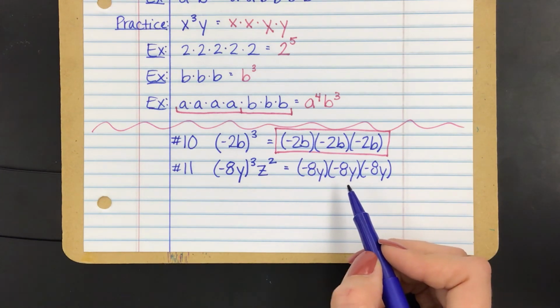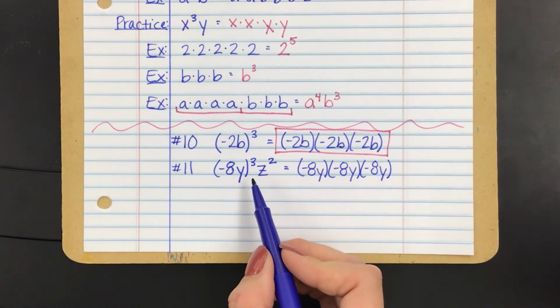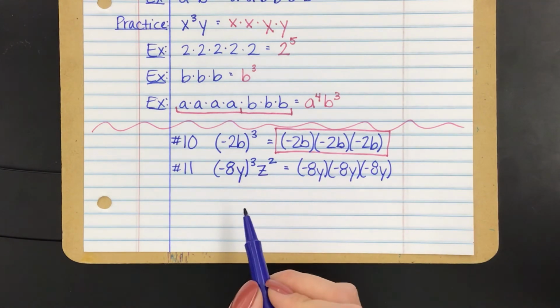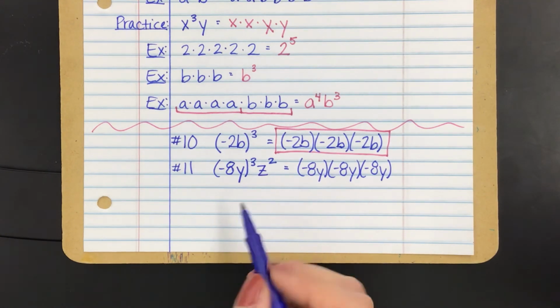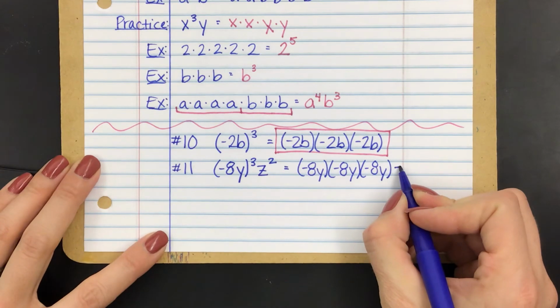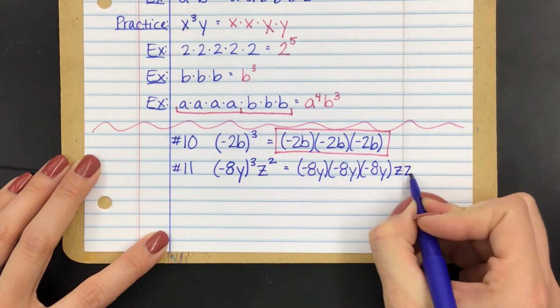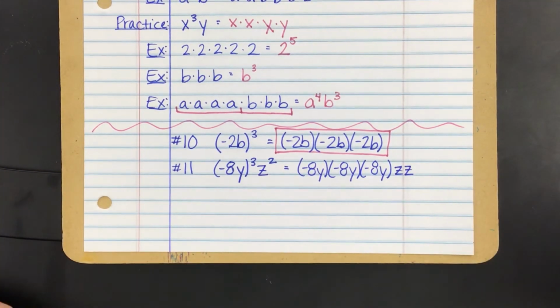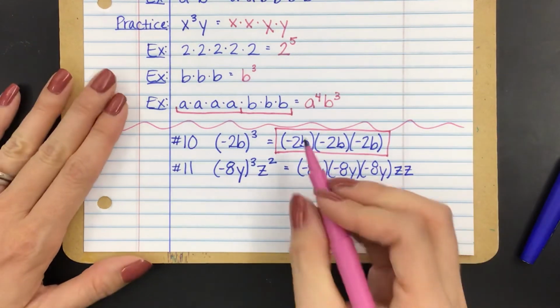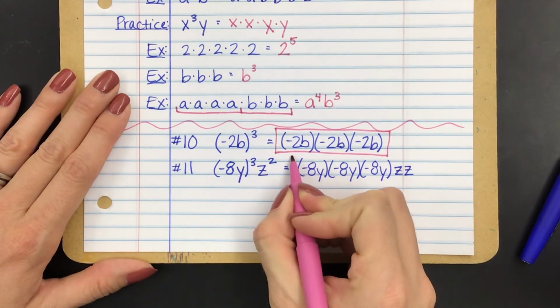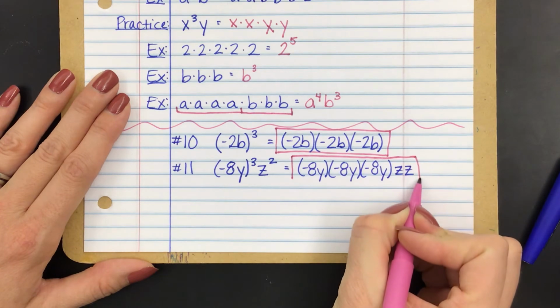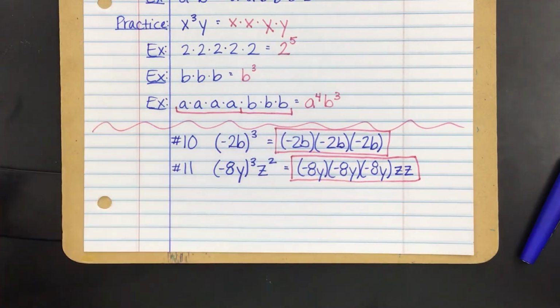But then the second part of this is z squared. You don't need parentheses around just a regular old variable. So we can just write this z, z. It's that easy. So this is how you'll put number 11 into the answer checker. Just like that, no spaces.